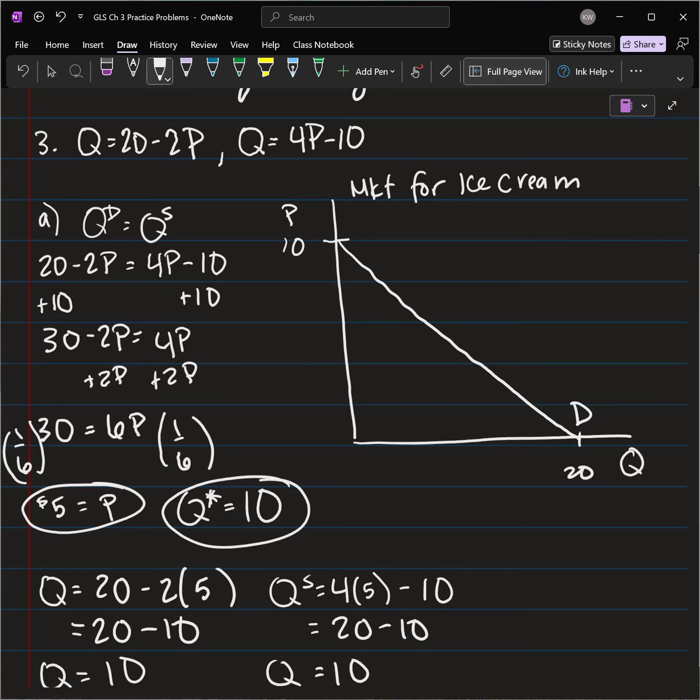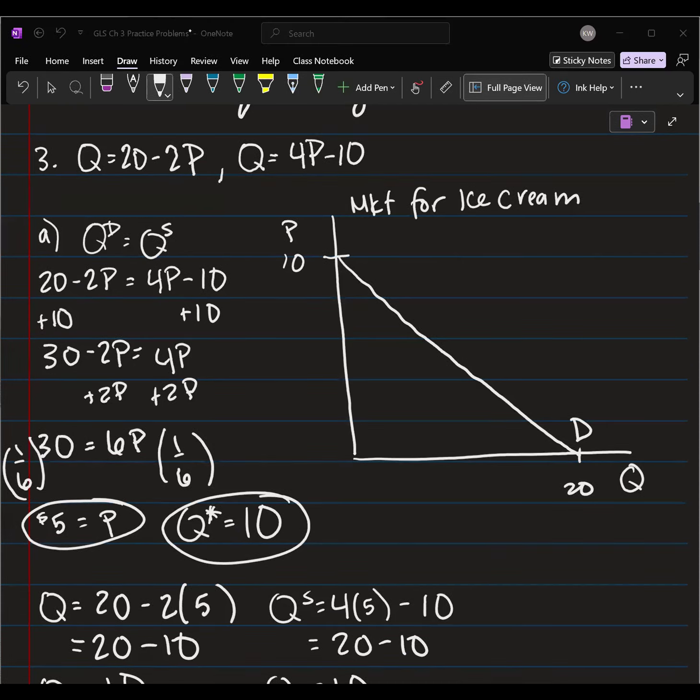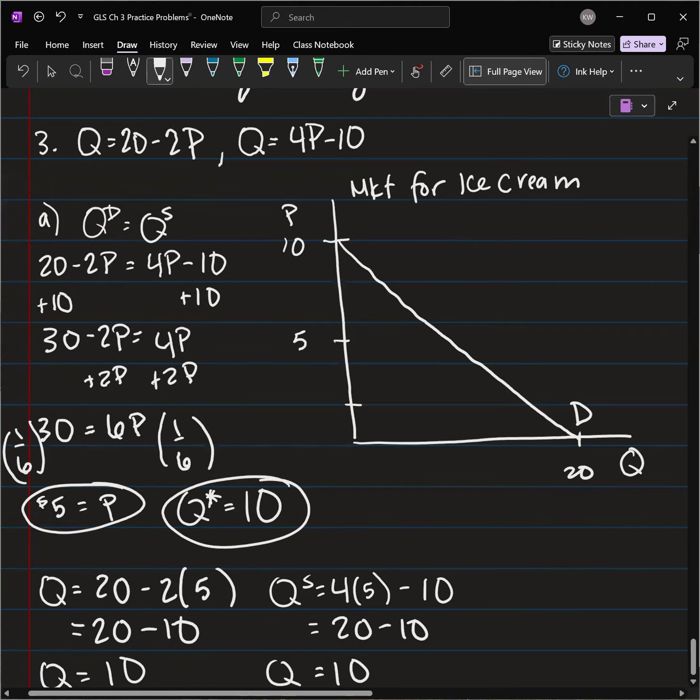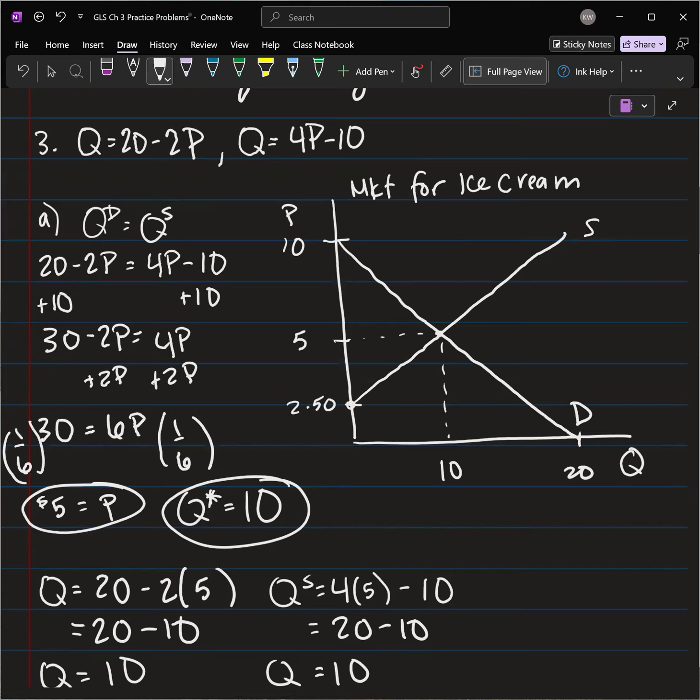For our supply curve, we want to also find the supply choke price. So we're going to substitute 0 for quantity and solve for the price. So we're going to get 10 divided by 4, which is going to give us a choke price of $2.50. And we already found our equilibrium price is $5 and our equilibrium quantity is 10. So we have 2 points to draw our supply curve through. All right, and there is our market.